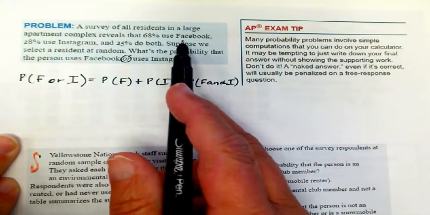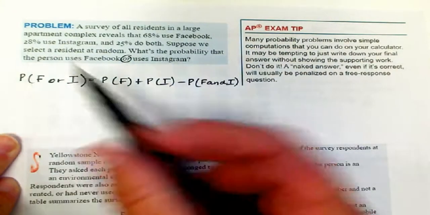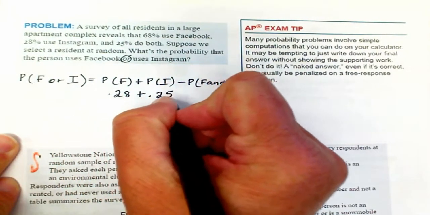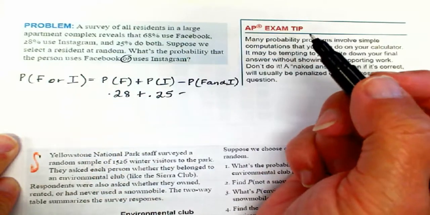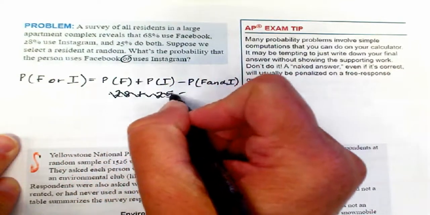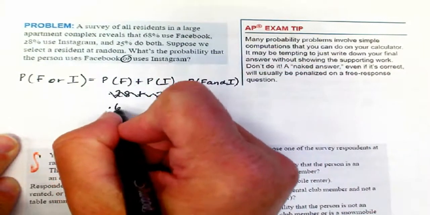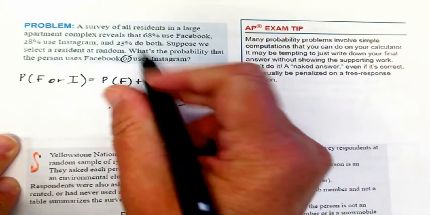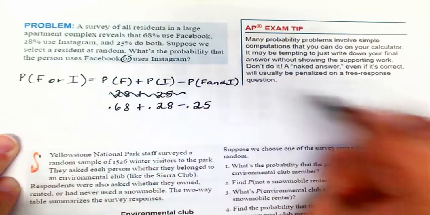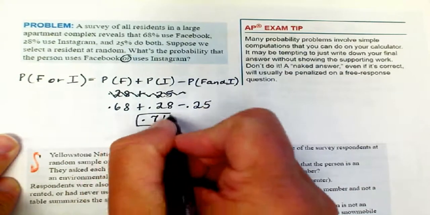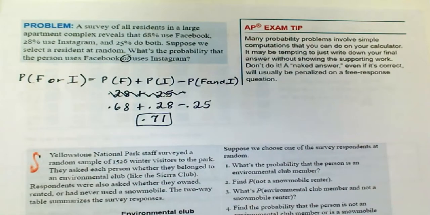So the probability of Facebook is 0.28. The probability of Instagram is 0.25. And the probability that they do both, whoopsie, I messed up here. Sorry about that. Let's start over. The probability of Facebook is 0.68. The probability of Instagram is 0.28. And then we have to subtract out the overlap that they do both. So when you do the math here, you get 0.71. So that's a real easy formula to learn. How do you find the probability of one or the other?